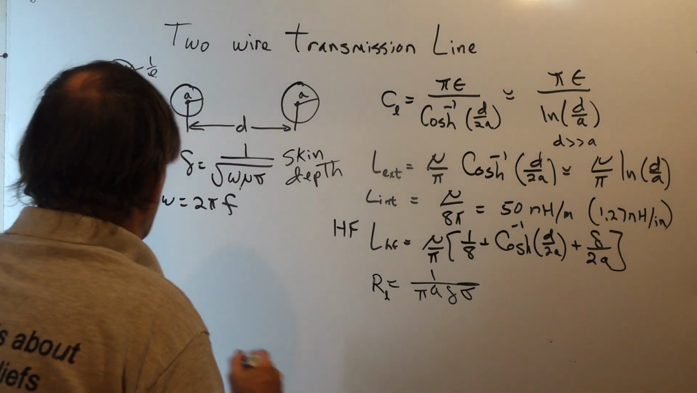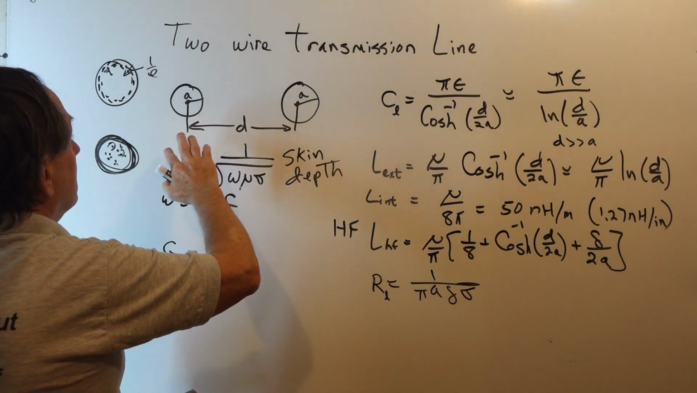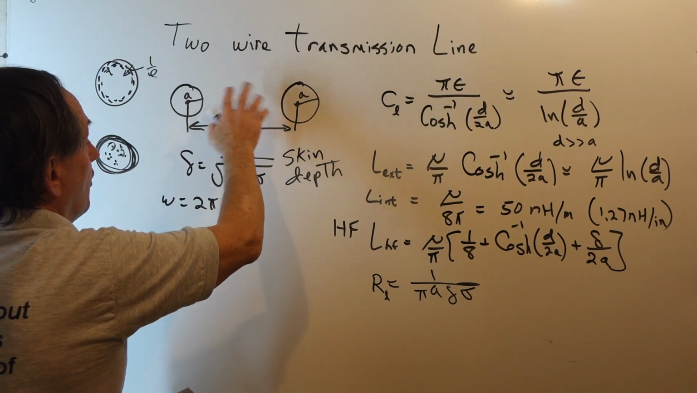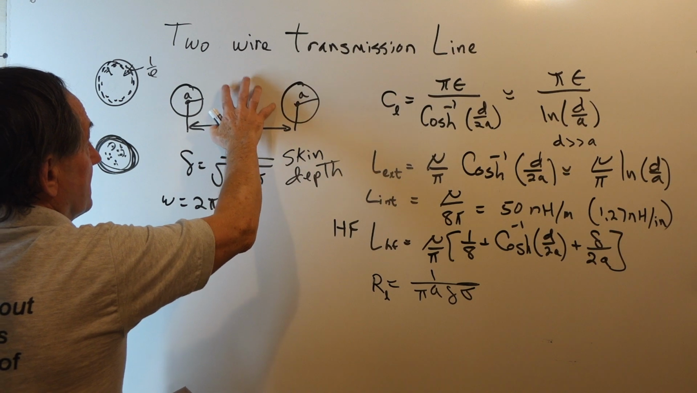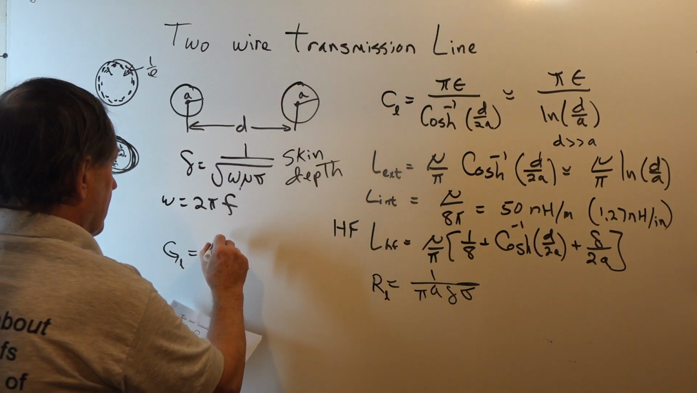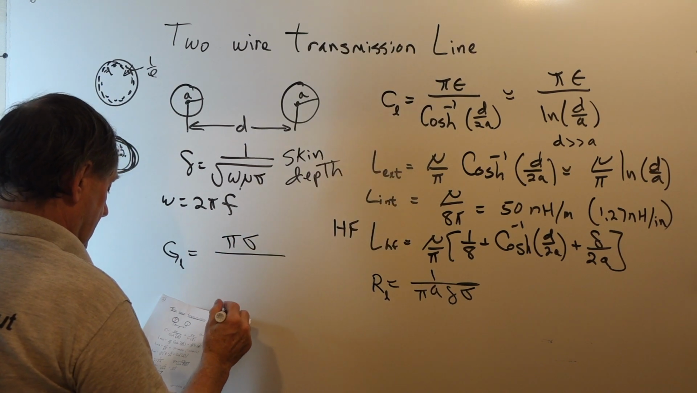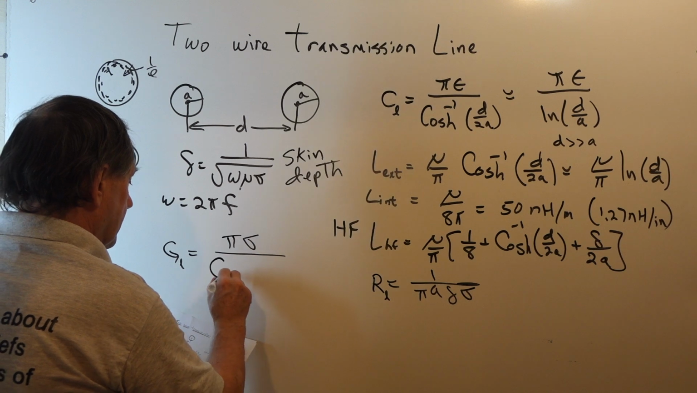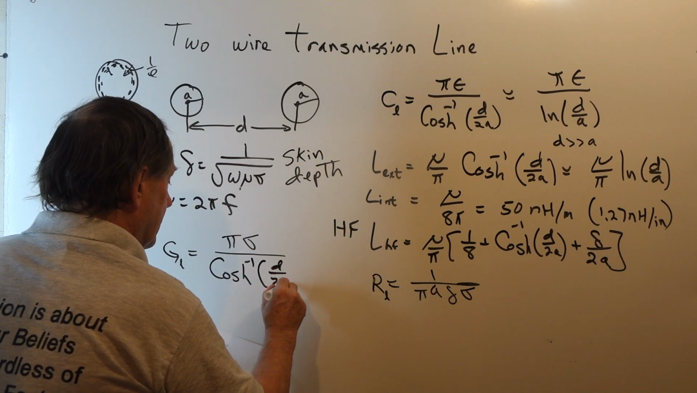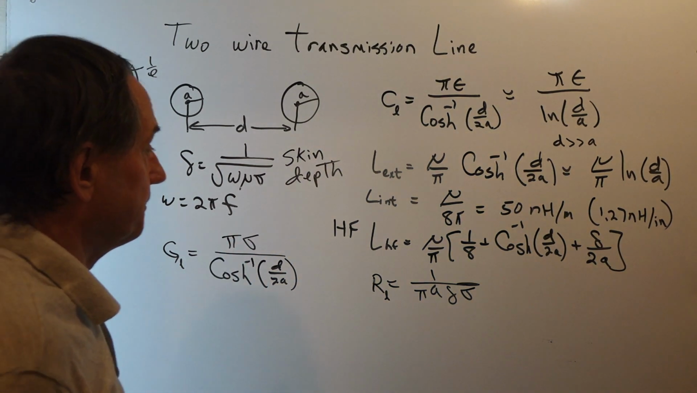And then our conductance per unit length, that is, if there are some losses, resistive losses, or dielectric losses in the material that's separating the two wires, the conductance is the inverse cosh of d over 2a times 2 times the conductivity of the wire.